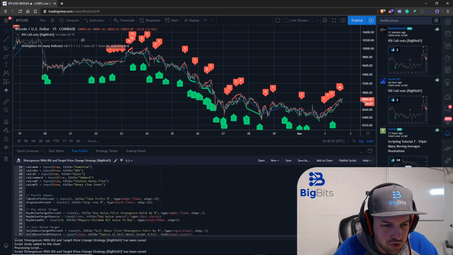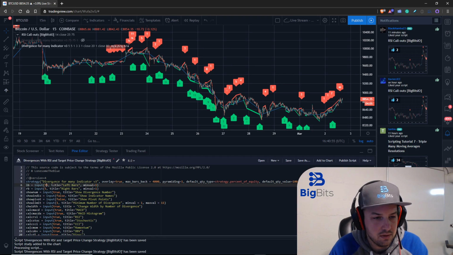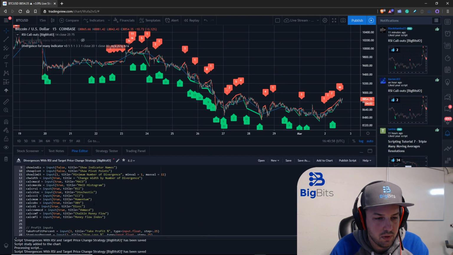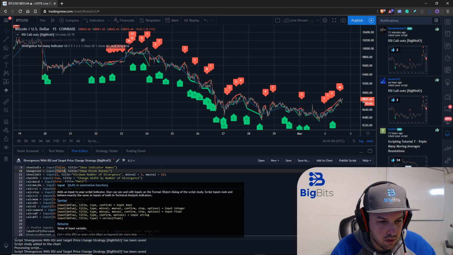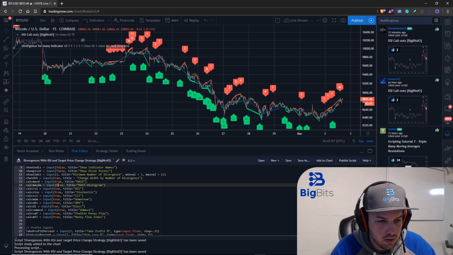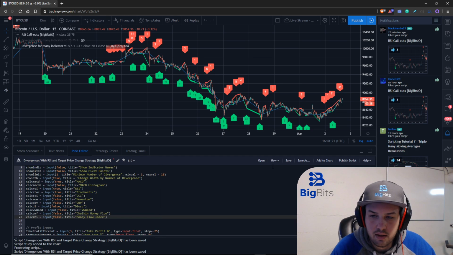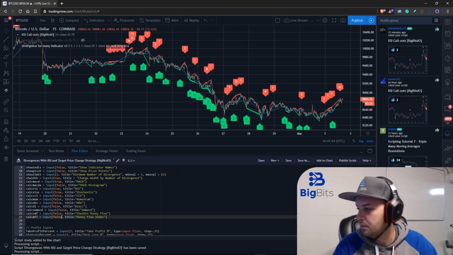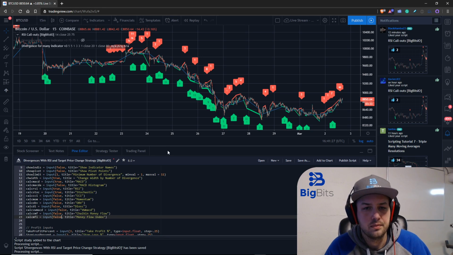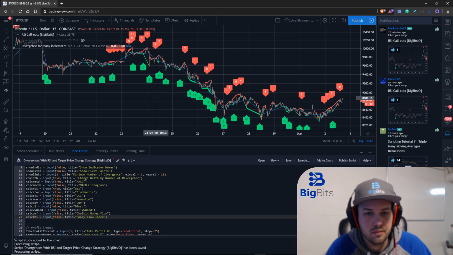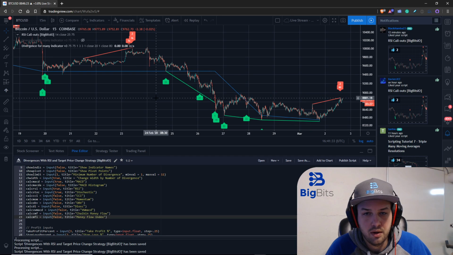Okay, I need to change the defaults so that I don't have to do that every time. Also change these defaults because I don't want all of these other indicators. And that, that, and finally that. So save that. It should look like we had it before. It takes a while to render.